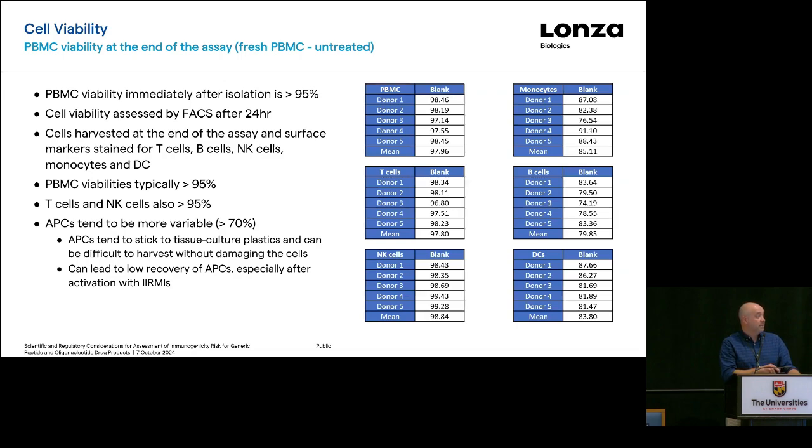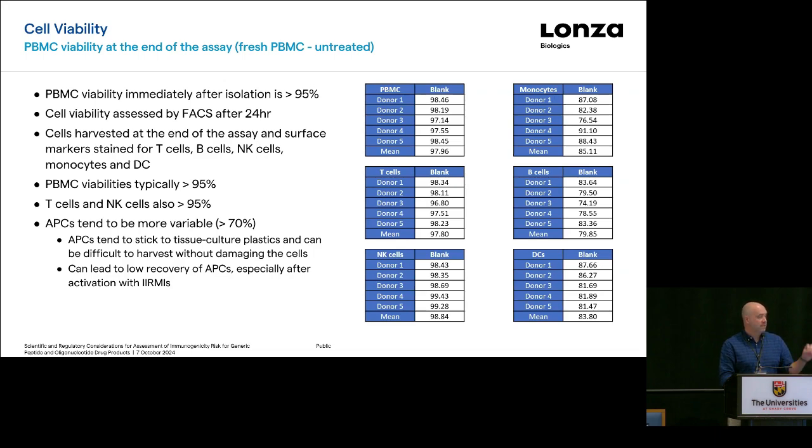We tend to see an impact on the APCs as well. It's very donor dependent. And especially with the monocytes and the DCs, I think they probably stick to the tissue culture plastics. They are difficult to harvest without damaging them. So I think we have to bear that in mind when we're looking at the viability of those cells at the end of the assay. And we have to take into account whether they're functional as well.